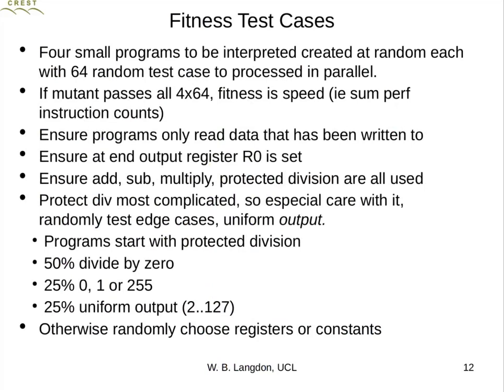So what we insist is that we test edge cases, in particular 0, 1, or 255. We also insist that the protected division kicks in, so we insist half our cases are involved with divide by 0. And then the remaining quarter, we want the output of the protected division to be uniformly chosen. And within those constraints, the rest of the program is chosen at random.